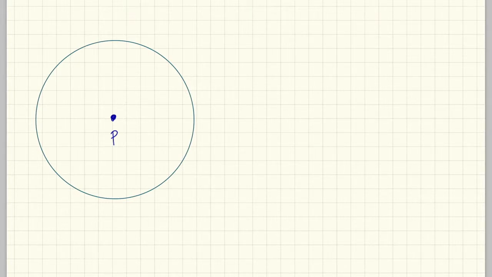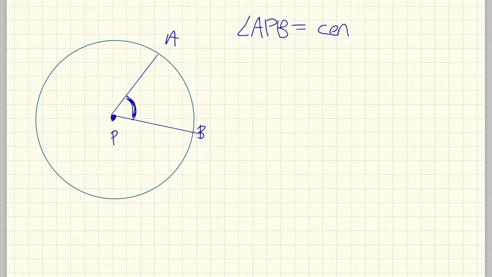But what if I were to draw something that looks like this, and I were to call this A and call this B? You can see that I've created something that looks like an angle, but it also touches the center, so it's very important. Angle APB we call a central angle because it passes through the center. So that's one example of an angle inside a circle.